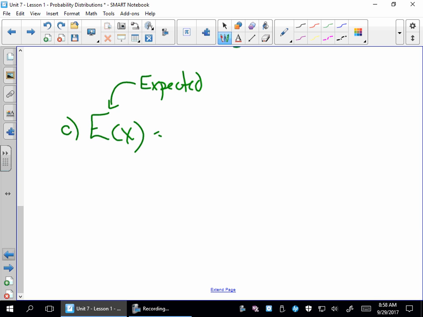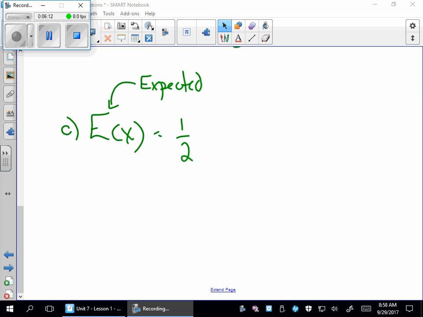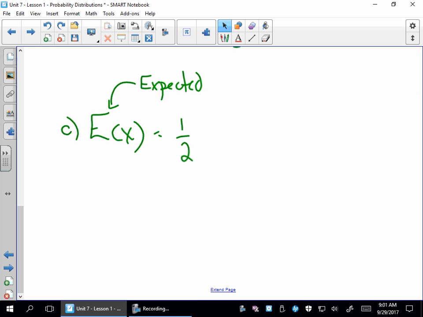Well, every time I toss the coin, it should be 50-50, right? So in a single toss, I should expect to get half. Now, obviously, I can't get half of a head, or half of a tail for that matter. This is a theoretical value, not a practical one. You're not actually going to toss and get half heads, half tails. But theoretically, you should expect to get a half.